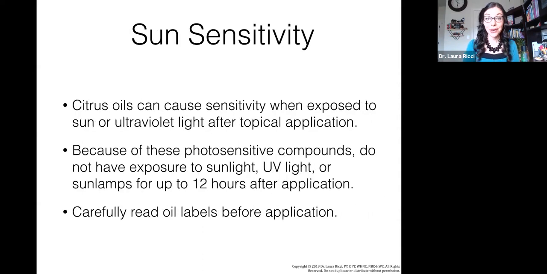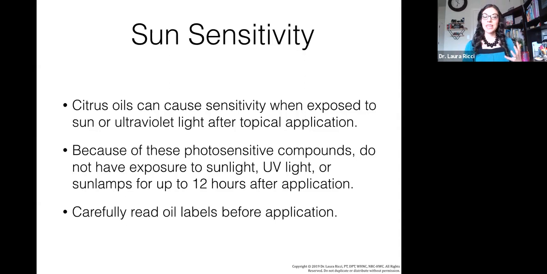Now, this is very important because we're coming into springtime and summertime, so we need to talk about sun sensitivity. And citrus oils can actually cause a sensitivity when exposed to sun or ultraviolet light after topical application. Please remember this, screenshot this, write this down. Because of these photosensitive compounds in the citrus oils, we do not want to have exposure to direct sunlight or UV light or sun lamps for up to 12 hours after application.